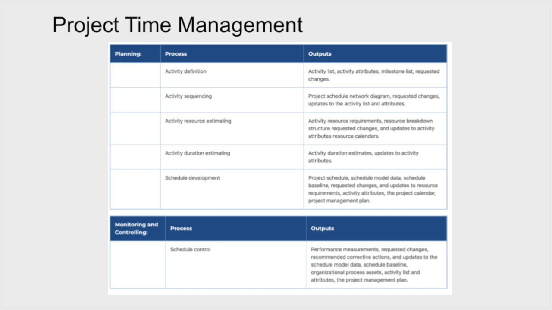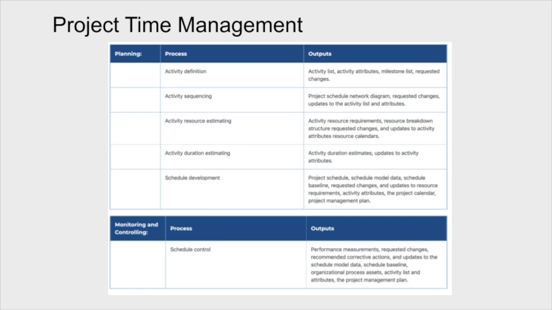Then we need to estimate the activity resources. So what's going to be needed in order to do activity A? Do we need people? Do we need product? Do we need items? Do we need money? What are the things that we need to do that? Then we need to estimate activity durations. How long is it going to take to do that given activity?